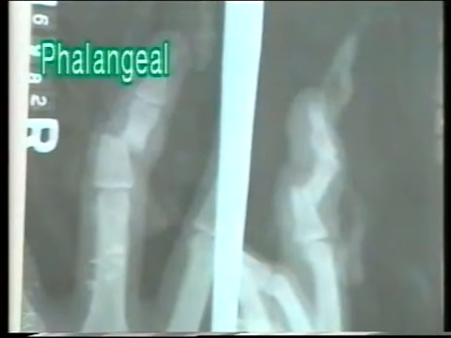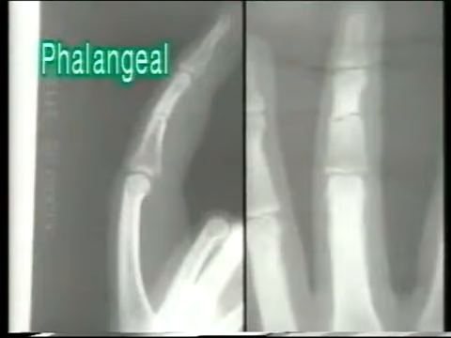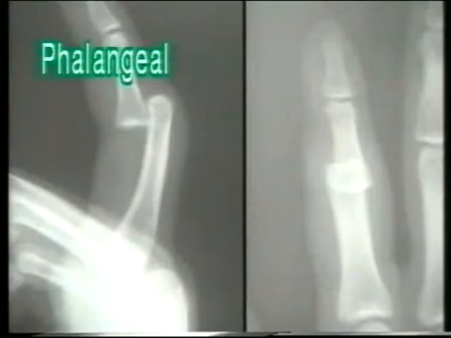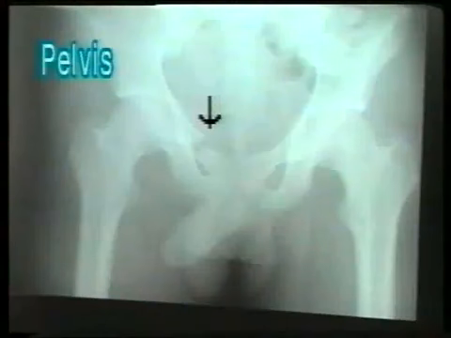This is a transverse fracture of the middle phalanx of finger. This is a transverse undisplaced fracture of a middle phalanx of finger. This is a dislocation of proximal interphalangeal joint of a finger. This is a fracture of the pelvis involving both pubic rami.